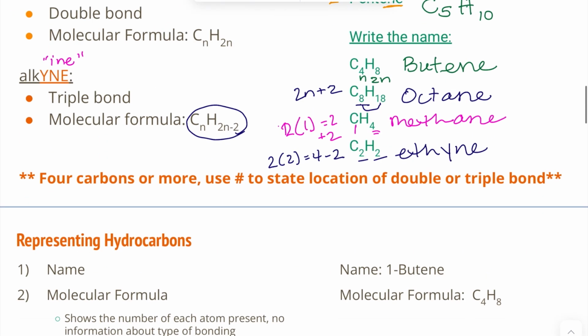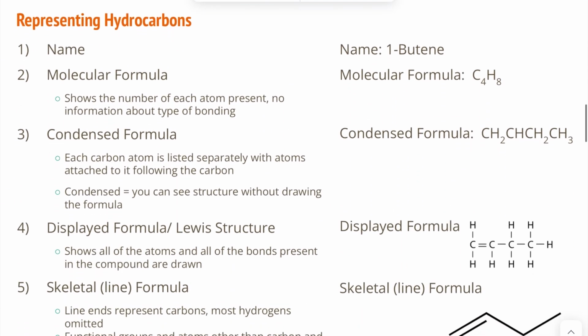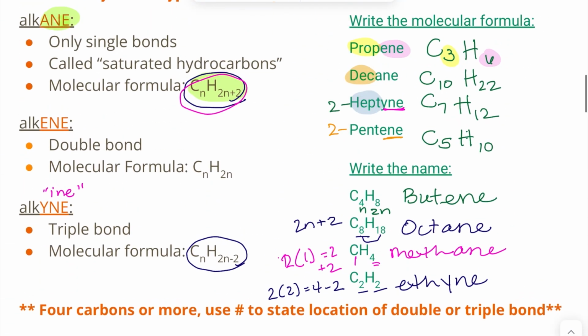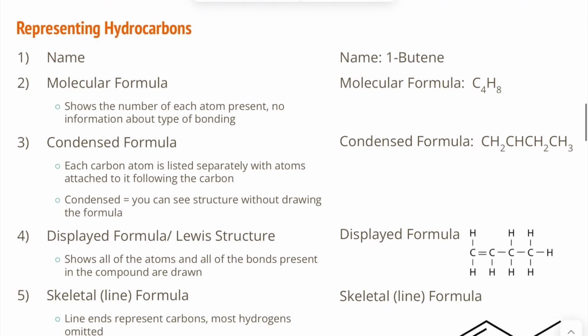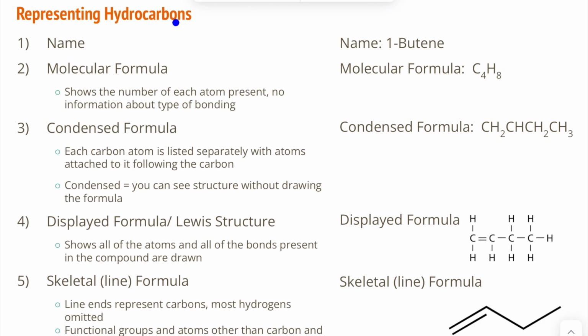So we are going to now look at multiple ways to represent our hydrocarbons. Now that we know what things we're looking for in our chain, is there a single bond only, double bond, or triple bond, we're going to look at different ways we can represent those hydrocarbons.